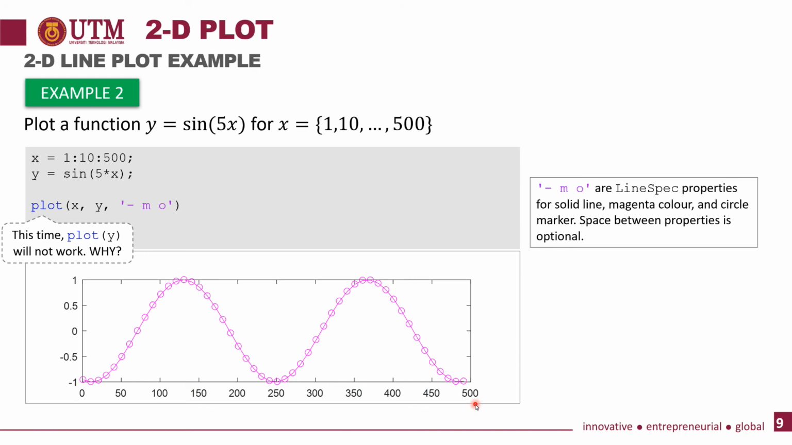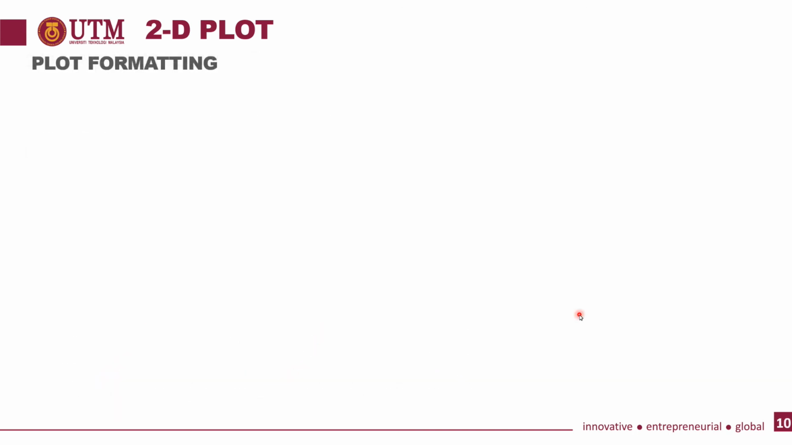So you must make sure of the specifications of the question, and you must know whether you want to create the graph based on the number of samples or based on the function variable, which is x. If x is the number of samples, you don't have to put x here. But if x is the function variable, you must put x here. Next is plot formatting.